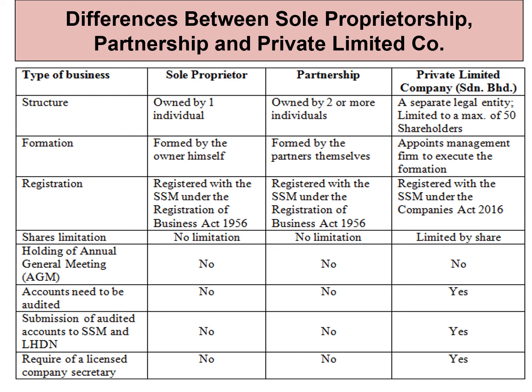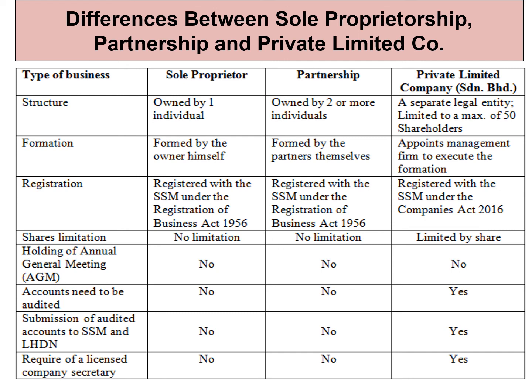In terms of structure, the sole proprietorship is owned by one person and the partnership is owned by two or more individuals. But the private limited company is a separate legal entity with a maximum of 50 shareholders. In terms of formation, the sole proprietorship is formed by the owner himself. The partnership is formed by the partners themselves. And for a private company, a management firm is appointed to execute the formation, and normally it is done by the company secretary.